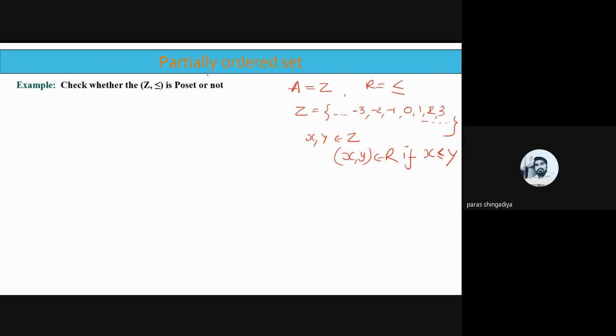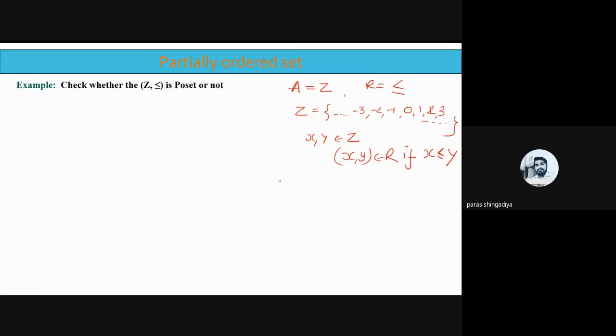(Z, R), what does it mean? Z is a given set, known as the integers from negative infinity to positive infinity. And now what is the meaning of this less than or equal to? Let us consider any two numbers from Z, and let us check whether they are in relation or not. (x, y) belongs to R if these two numbers x and y satisfy the condition. What is the condition here? x less than or equal to y.